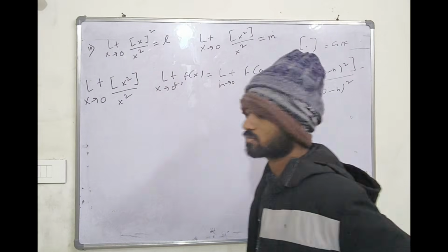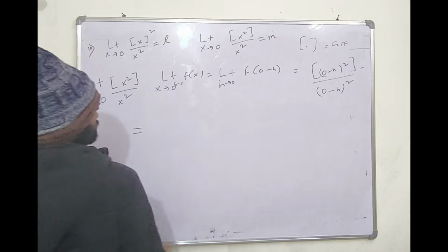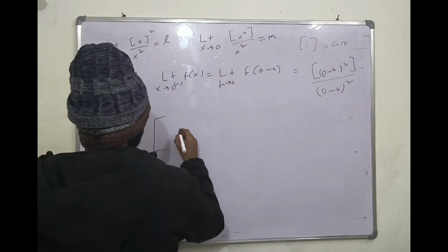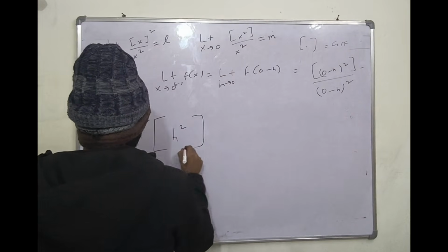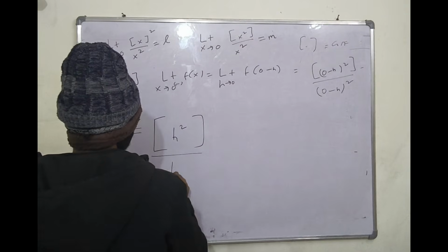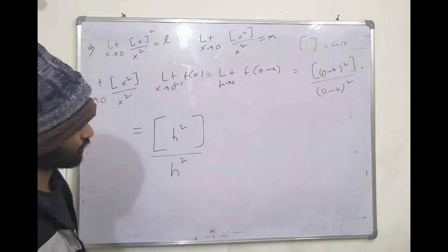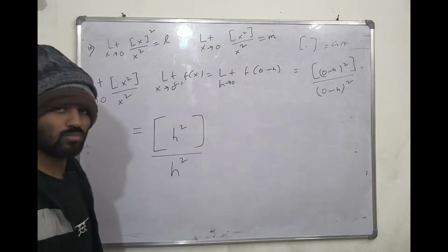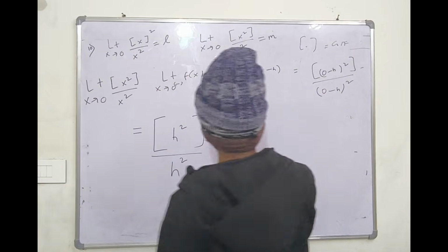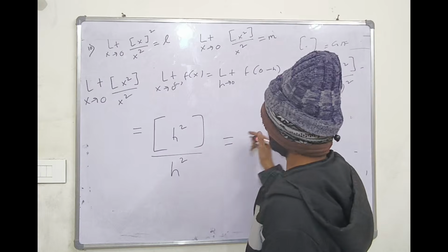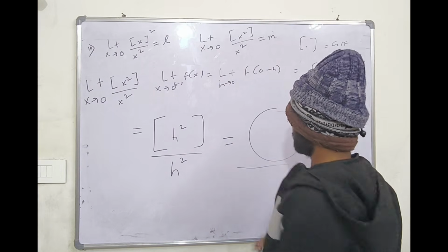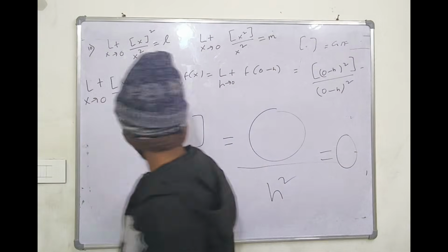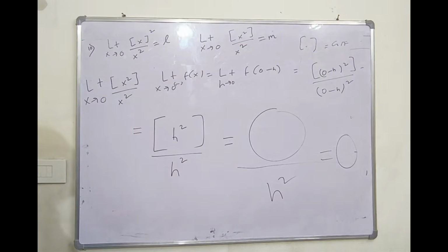Okay, good. Step of (0 minus h) whole square. This is step of h square, since (0 minus h) whole square is h square. And again, h square is a positive quantity and much less than h. So it is again between 0 and plus 1. So it is exactly 0 by h square. I said already, again this is 0. Okay, good.